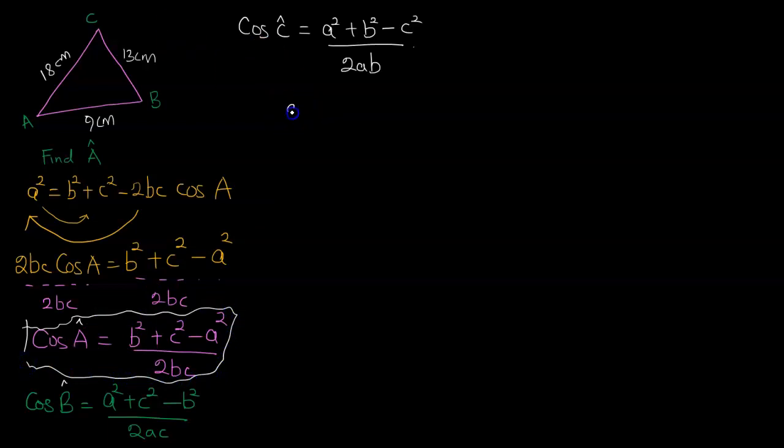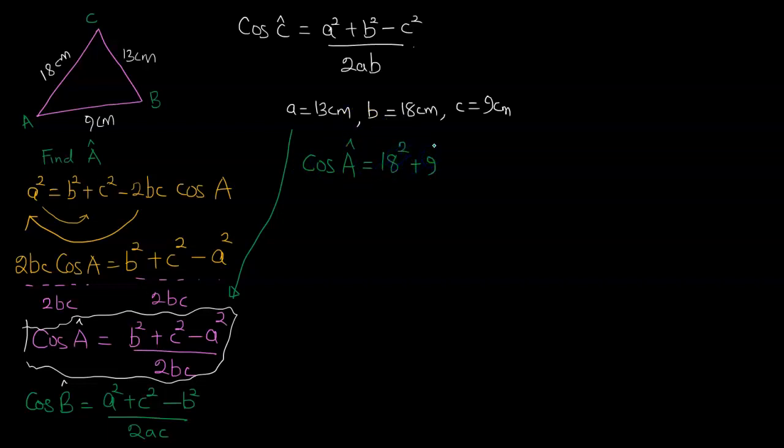So I've got a equals 13 cm. So this is lowercase a, that's the side facing angle A. Lowercase b is equal to 18 cm. And lowercase c is 9 cm. So I'm just going to substitute them right into this equation. So this is going to fetch me cos A is equal to B squared, that's 18 squared, plus C squared, that's 9 squared, minus A squared, that's 13 squared, divided by 2bc, that's 2 times 18 times 9.